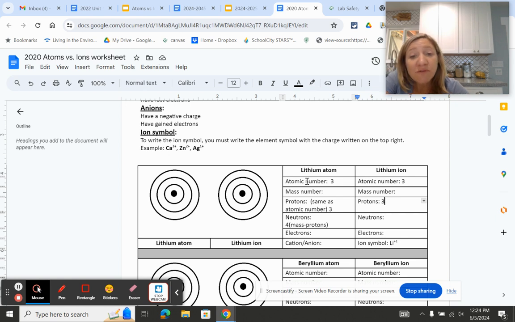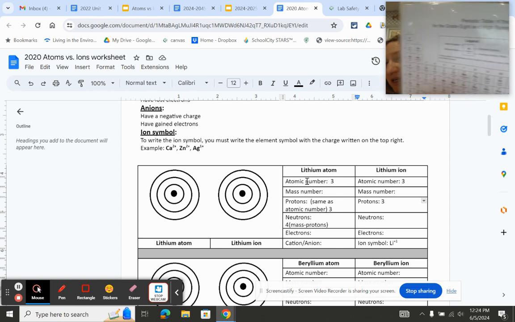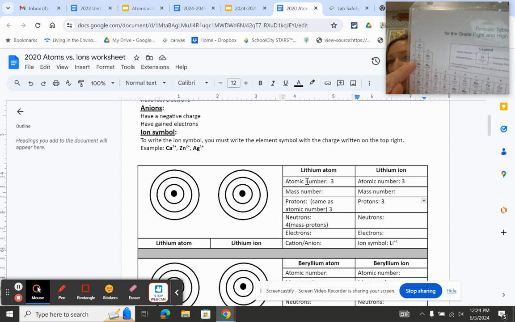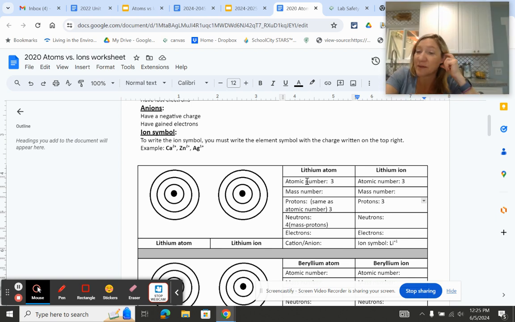Now, for our mass purposes, what we're going to do is take the mass from our periodic table in this case. That won't always be the case, but in this case, we're going to take the mass and round it to the nearest whole number. Okay, so this is 6.94. The nearest whole number is going to be 7. Okay, so that's our mass number. And that is true of both the atom and the ion. Mass numbers are going to be the same for the atom and the ion.